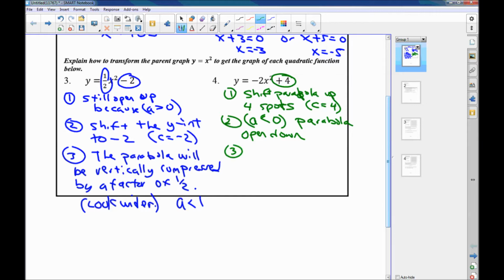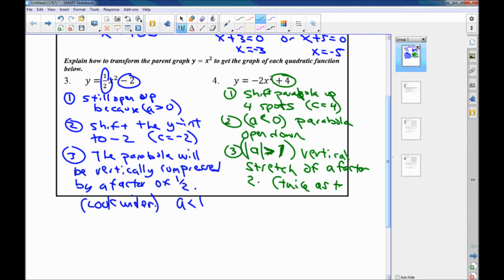Now, stretch here. Because the absolute value of a is equal to 2, which is greater than 1, this will make a vertical stretch of a factor of 2, which will make it be twice as tall. And that makes it look skinnier or thinner. We talked about this last time, so it should be a nice review for you, and you will see this on your quizzes and tests until we finish up chapter 10 here.